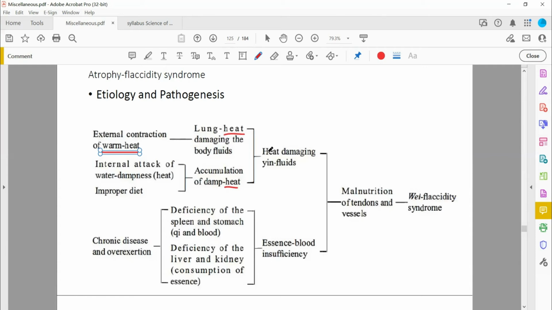And this heat will damage the yin fluid. Yin fluid in our body, that's a good thing, to nourish the tendons, nourish the muscles, right? So if the yin fluid is damaged, there will be malnutrition of the tendons and vessels, then leading to Wei flaccidity syndrome, atrophy flaccidity syndrome.